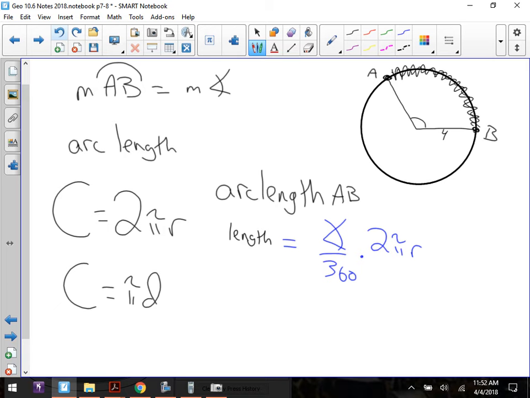So let's see here. Arc length is angle over 360 times 2 pi r. Another name for 2 pi r is pi times diameter or circumference. So I can write this in 3 different ways. Times the circumference.